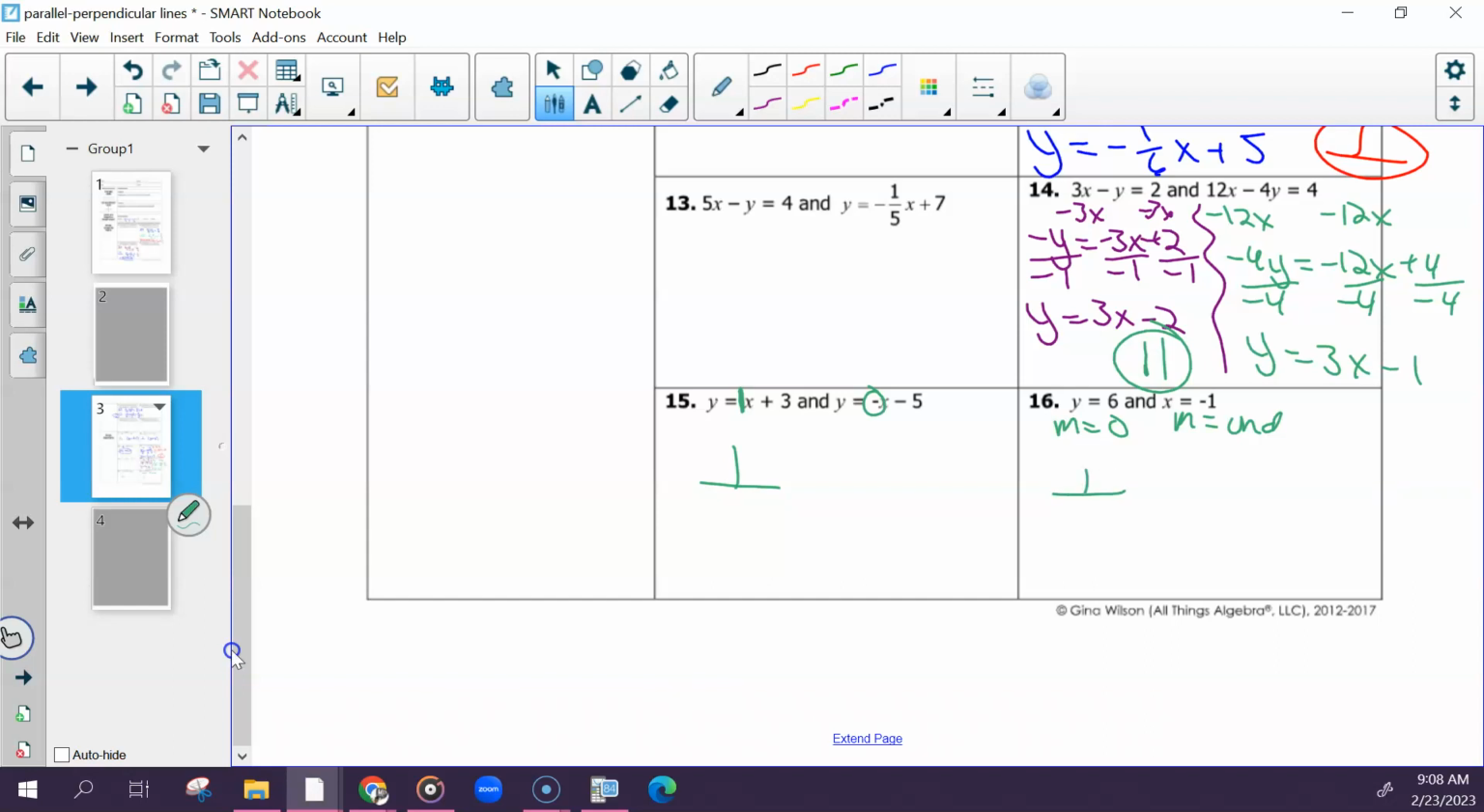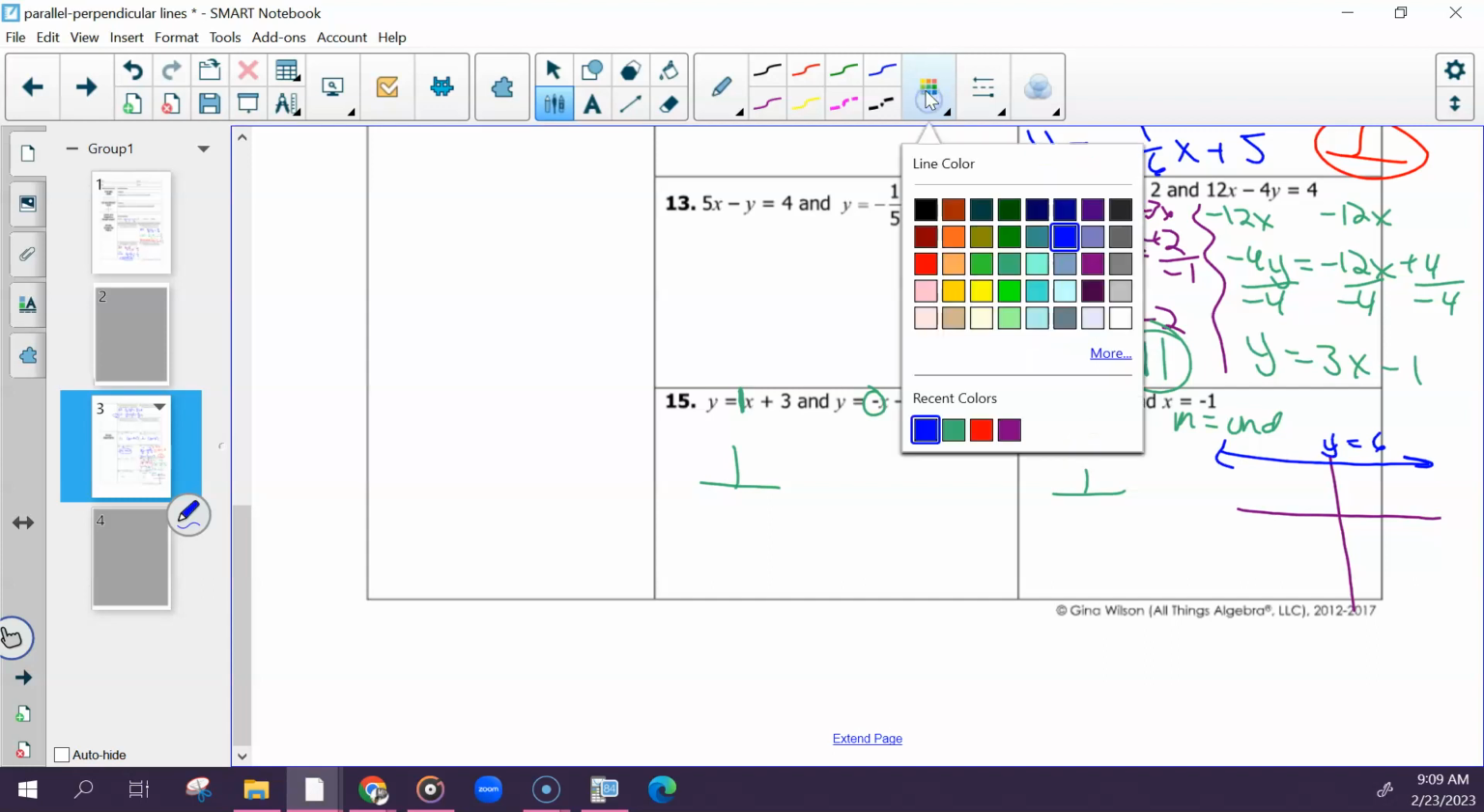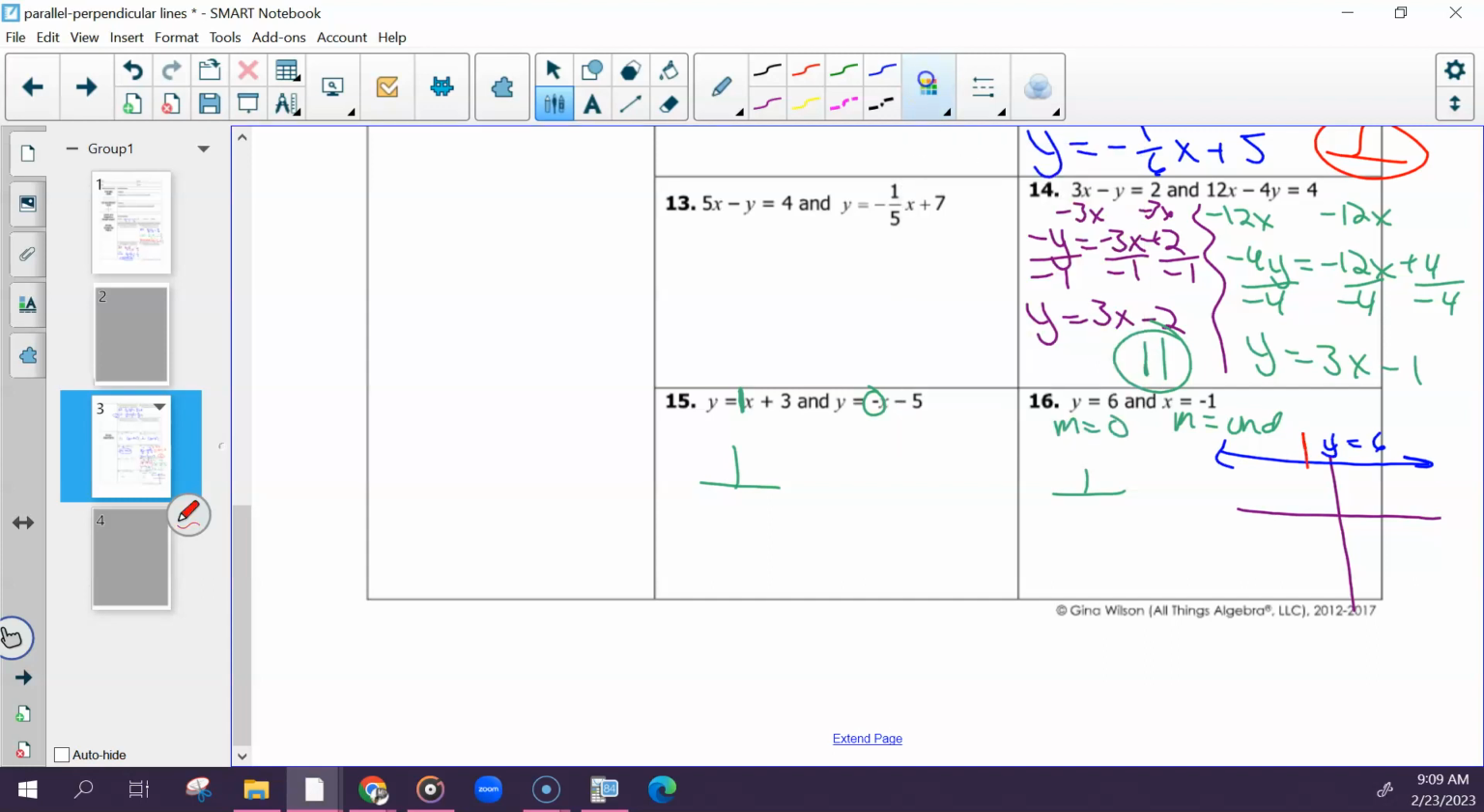Okay. If you wanted to graph them, since these are kind of simple to graph, you could do that off to the side. Like if this is my xy axis, and y equals 6 is up here, and x equals negative 1 is here. You can see that they make that T, so they would still be perpendicular. Questions on how to find if they are parallel, perpendicular, or neither from the slopes, or from ordered pairs, or from equations.